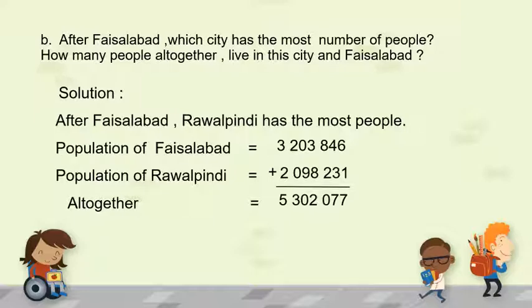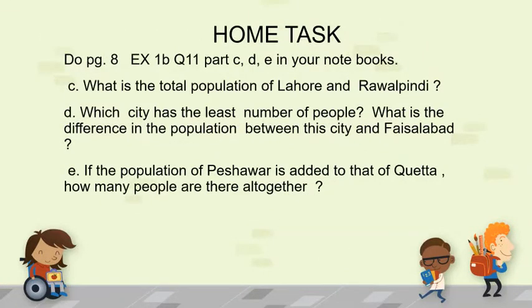So coming towards your homework, your home task is that you will do page 8, exercise 1B, question number 11, parts C, D and E in your notebooks. You can see that part C is, what is the total population of Lahore and Rawalpindi? So for calculation of total population I have told you what you should do. Then part D is, which city has the least number of people? What is the difference in the population between this city and Faisalabad?